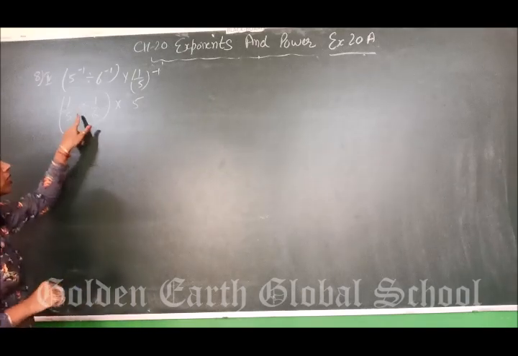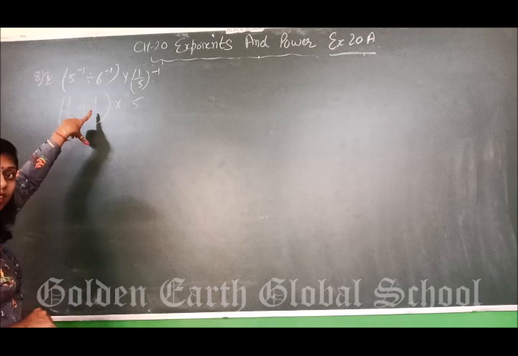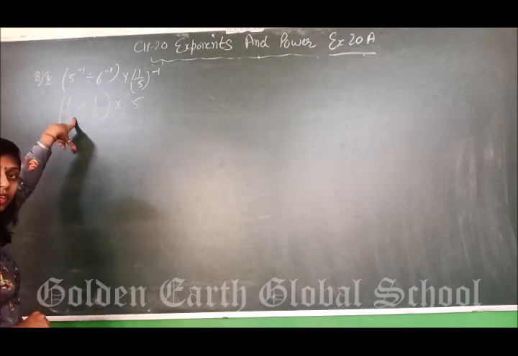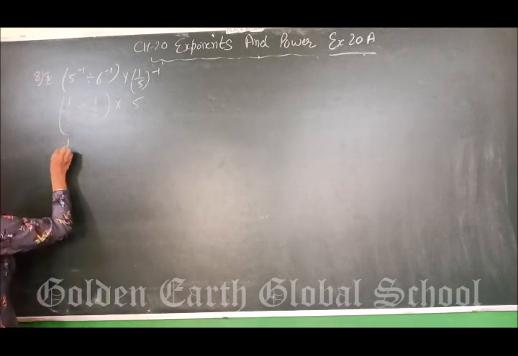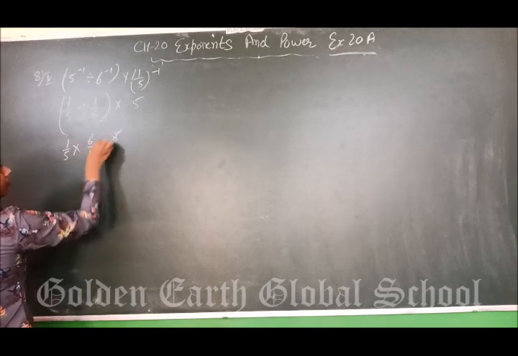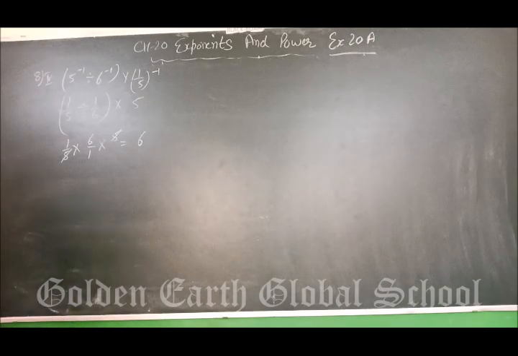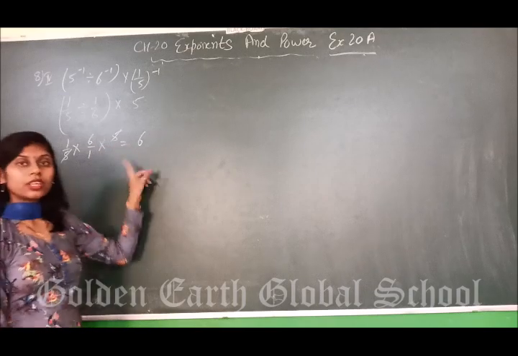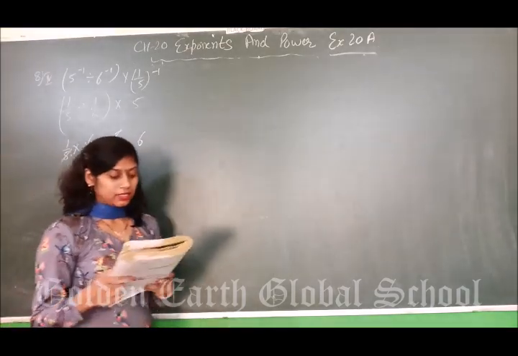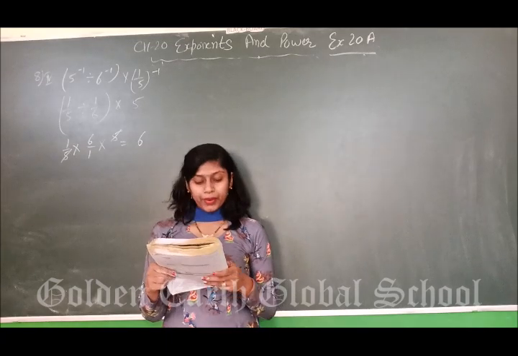Now, here is a sign of division, so the second term will get reciprocal again and the sign will become multiplication. 5 will be cancelled, so answer will be 6. These are very simple questions. If you apply the correct rules, then you will get the exact answer. Next, fifth and sixth part you can try by yourself.